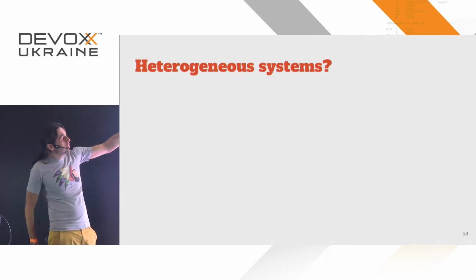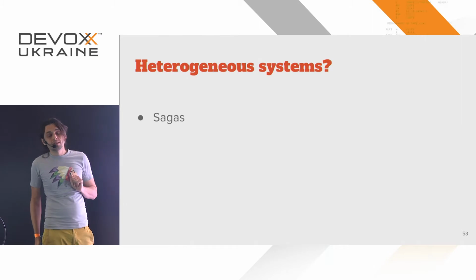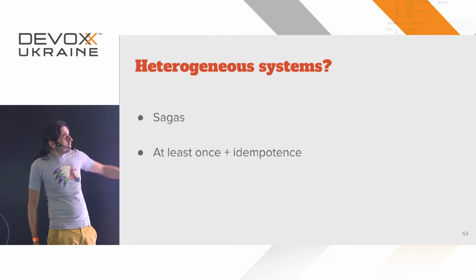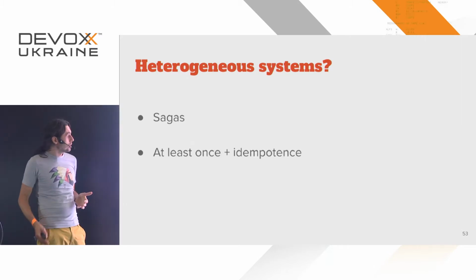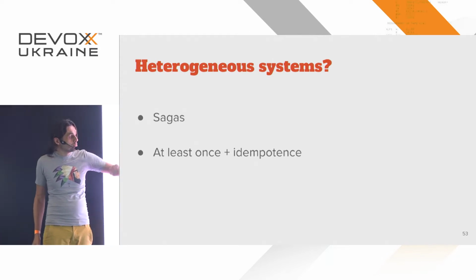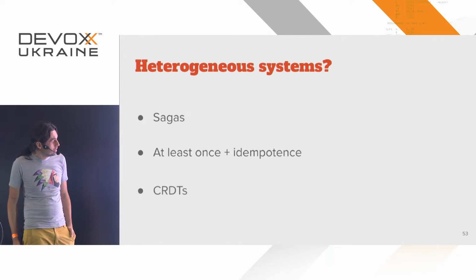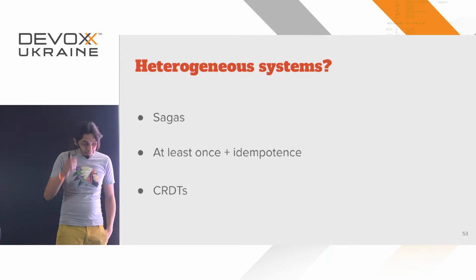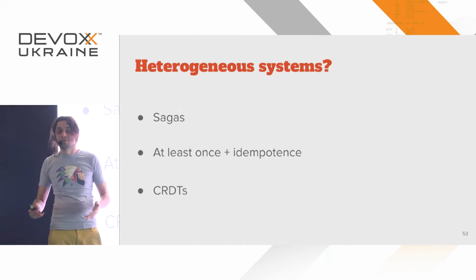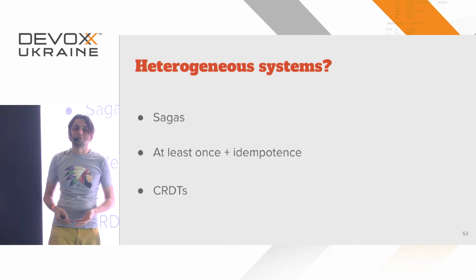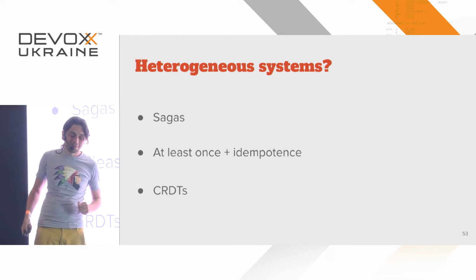And if we have such a situation, we should leave ourselves with sagas. If we have some kind of message brokers, we can have this notion of at-least-once delivery and idempotence, or more fancy stuff like CRDTs. Probably some of you thought that all this talk was going to be about microservices and sagas. If so, then sorry.